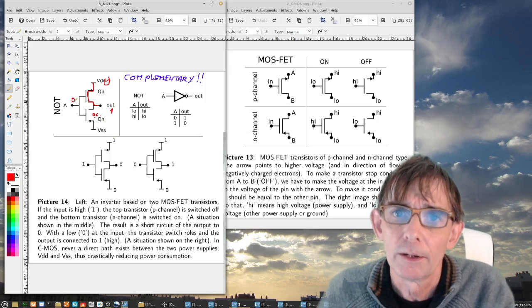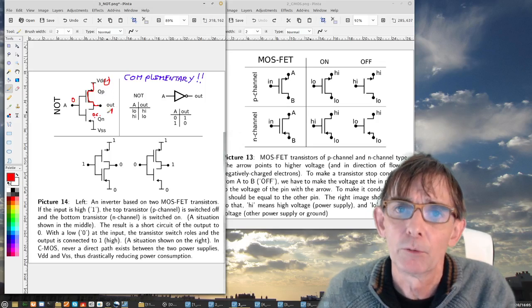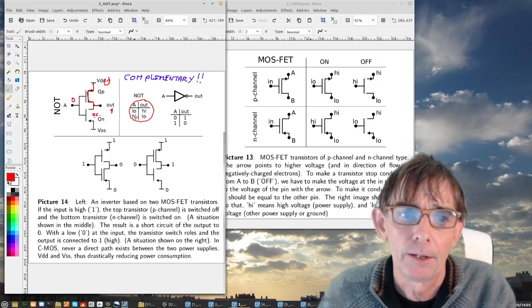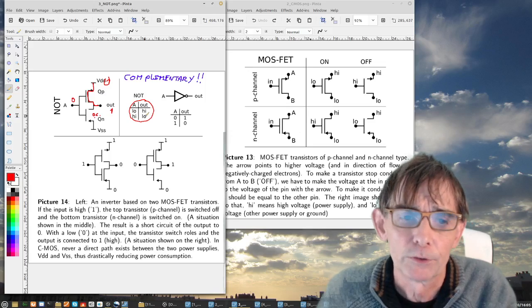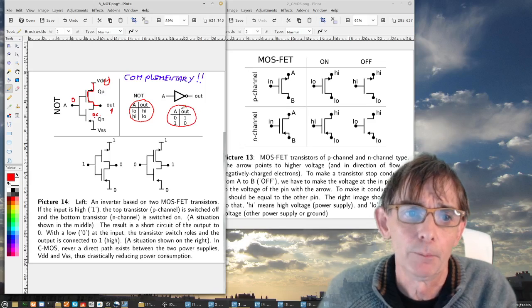So if I put 1 in the input, I get 0 at the output, and if I put 0 in the input, I get 1 at the output. So that is exactly what we wanted. If you want low at the input, you get high at the output, high at the input, low at the output. And if we attribute low voltage to 0 and high voltage to 1, we get this truth table.